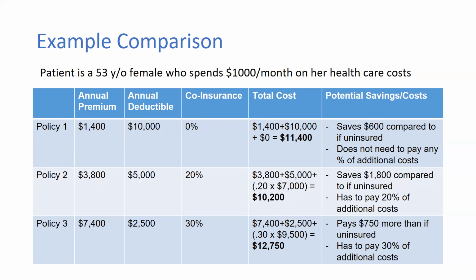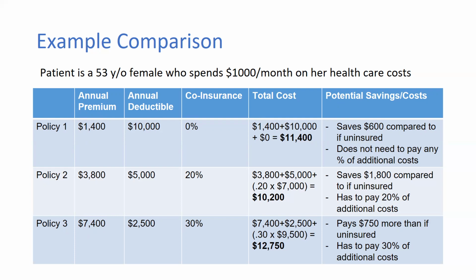Now where it gets different is co-insurance. So she'd have different amounts left over that she'd still have to pay after the deductible for each of these plans, because the deductibles are different amounts. So with policy 1, she's paying $10,000 of deductible and has $2,000 left of her estimated costs. Now, because her co-insurance is 0%, she pays none of that $2,000, and her total cost, based on these estimated healthcare costs, will be $11,400.